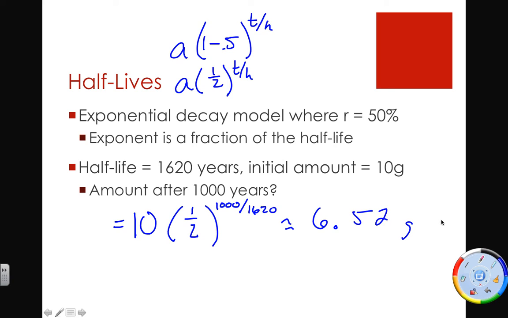And this should make sense because a half-life is 1,620, which means in that amount of time we would be down to 5. But we didn't quite reach 1,620, which means we shouldn't quite reach 5.